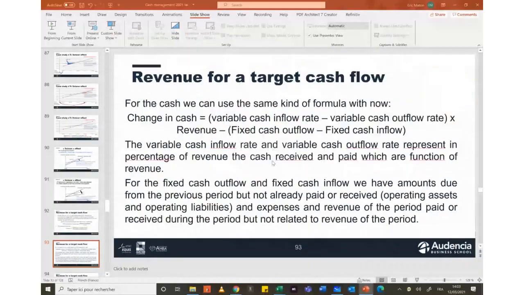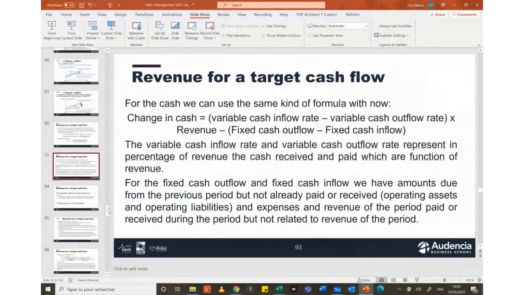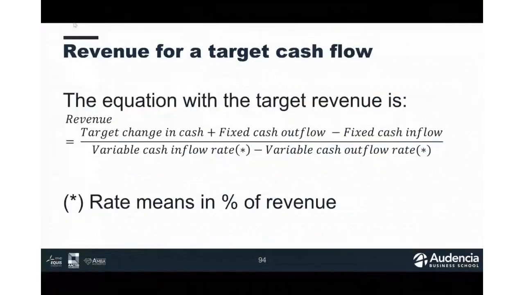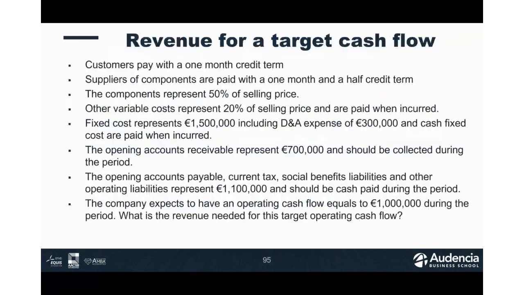So I have one exercise on Excel about this. So after you can continue the equation. At the end, the equation is: revenue equals target change in cash plus the fixed cash outflow minus the fixed cash inflow, divided by the variable cash inflow rate minus the variable cash outflow rate. So we will do this exercise in Excel format.